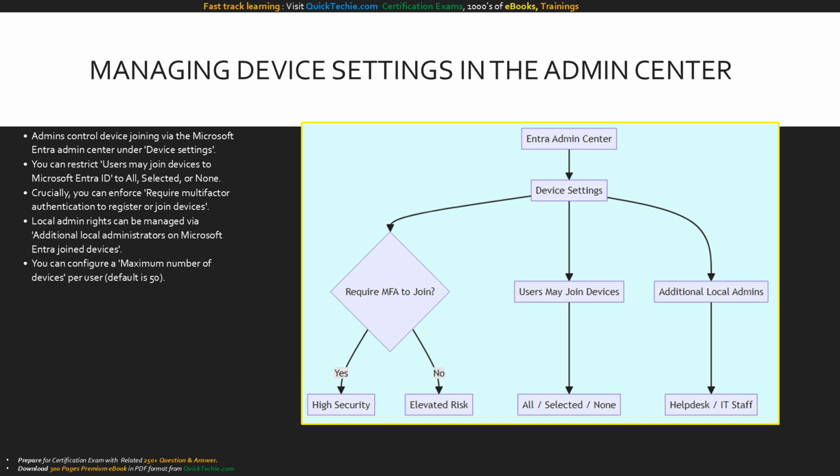From the Entra Admin Center, we navigate to device settings. The most critical fork is requiring MFA to join. Selecting Yes drives us to a high security posture. We then set our deployment scope using users may join devices. Finally, we configure additional local admins to ensure our helpdesk and IT staff have the necessary elevated privileges on the local machines without needing on-premises group policy.